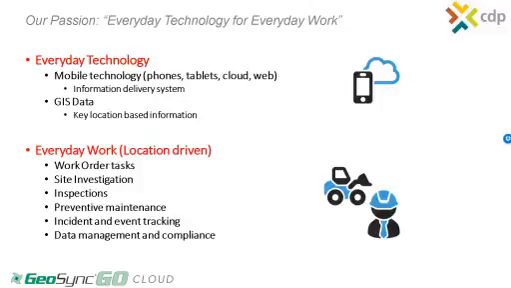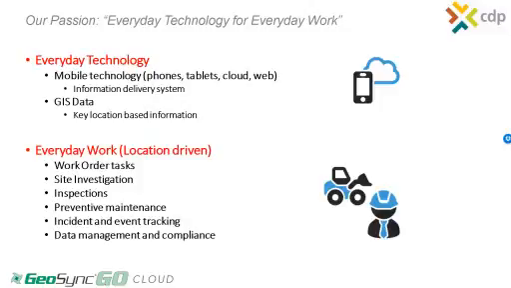It's that location information that you need, such as addresses, facility information, photos, documents, whatever would be needed at that particular location. So everyday technology, we have GIS data, we have this really cool technology that allows us to use the cloud and phones and deliver information anywhere. So everyday technology, stuff we're using all the time.